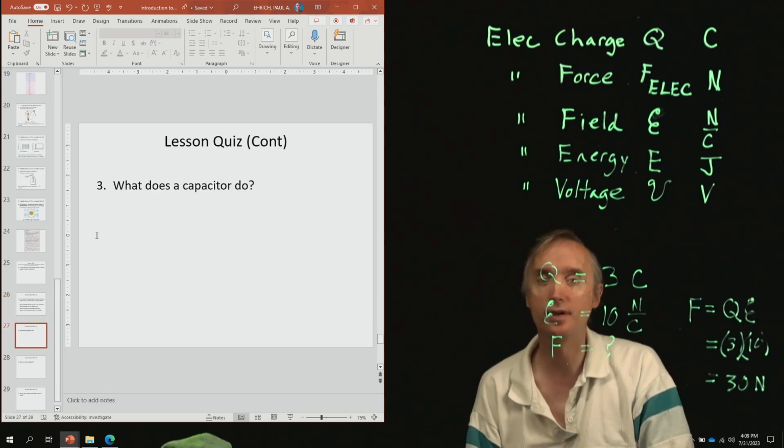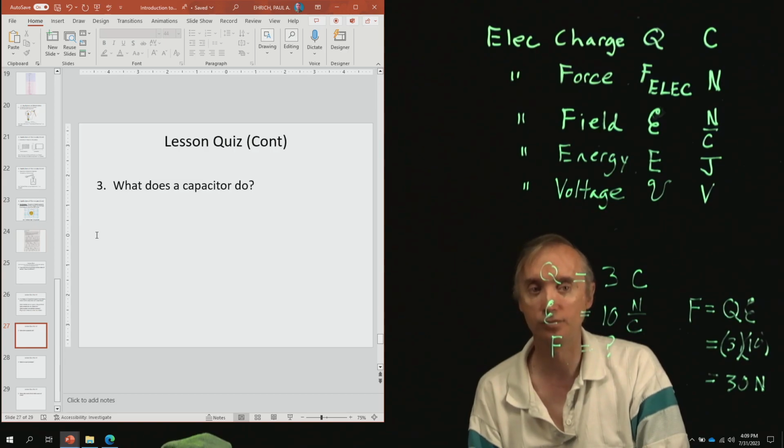All right, what does a capacitor do? A capacitor stores 3 things. It stores electrical charge, it stores electrical energy, and it also stores the electric field.